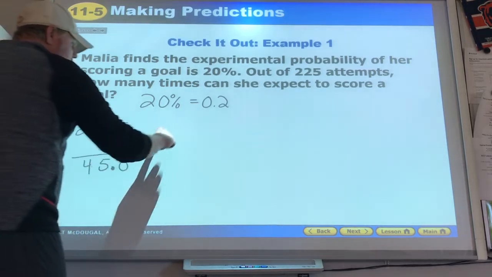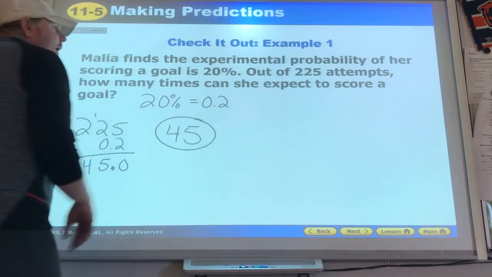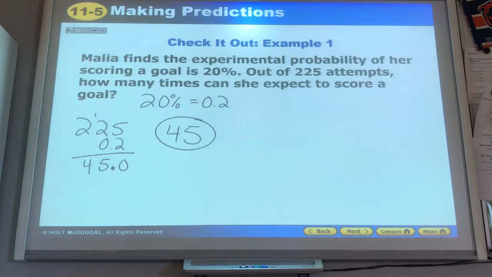So, when I do that, out of 225 attempts, I'll expect her to score a goal about 45 times. 20% is 1/5. So if I divide 225 by 5, it will do the same thing, and I get 45.